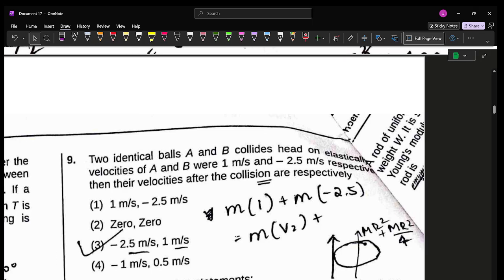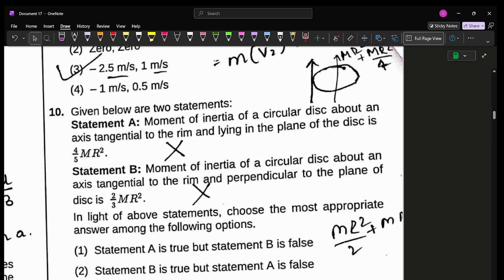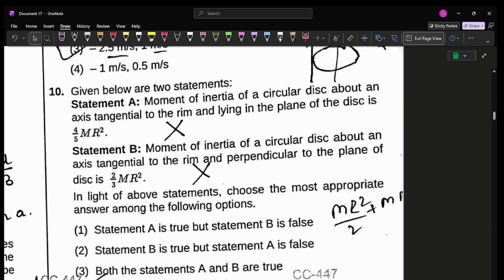Okay, 9 is third option, yeah. This one is easy, thankfully. I mean, I did get confused. You see, I was going to do some stuff, but later I understood that the key words are collides head-on elastically. Basically, their velocities are just going to interchange. That's what happens. 10 is 4, yes.